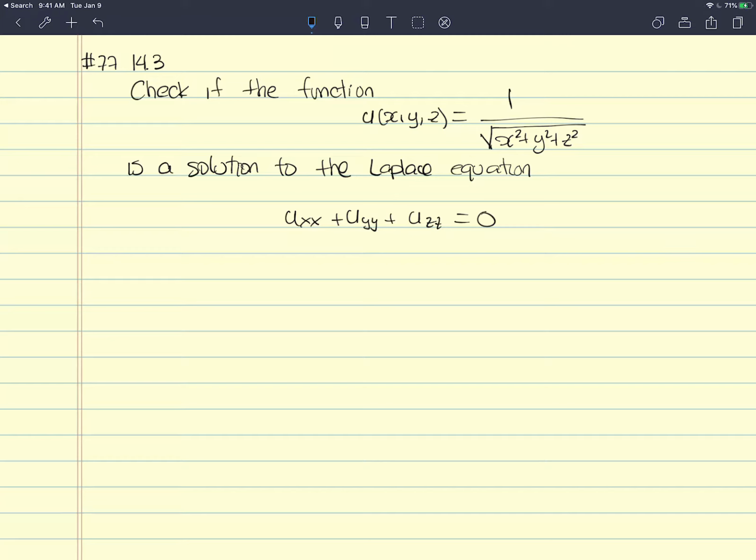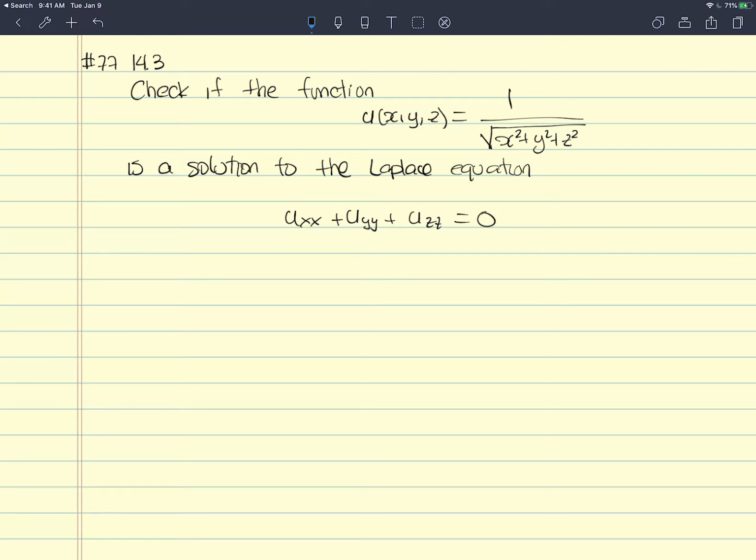Okay, so in this video I'm going to solve problem number 77 from the book that I mentioned in class. It's to check if the function u of xyz equals 1 divided by the square root of x squared plus y squared plus z squared is a solution or not of the Laplace equation given here. So this is a second order partial differential equation.